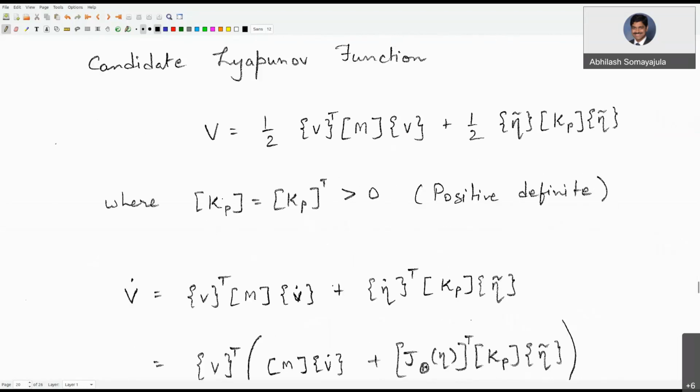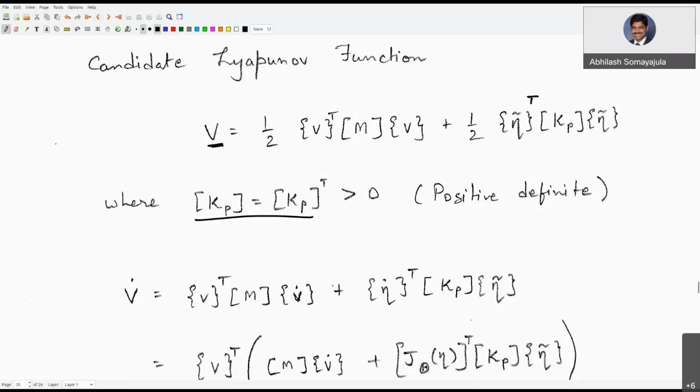So the Lyapunov function in this case could be constructed as we have seen here: 1/2 times V transpose times M times V, and 1/2 times eta tilde transpose times Kp times eta tilde. I told you that there is a transpose here which is missing. So V is now a scalar function. This capital V Lyapunov function is a scalar function. We are assuming here that Kp is a constant matrix, which means it's not varying with time.